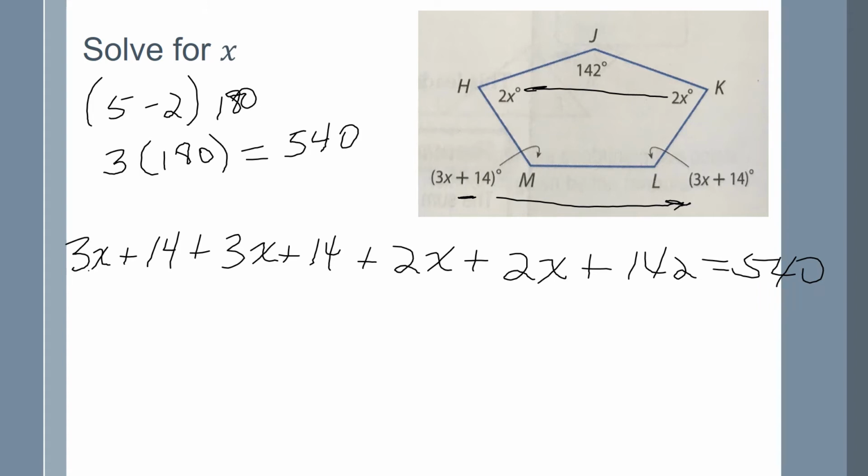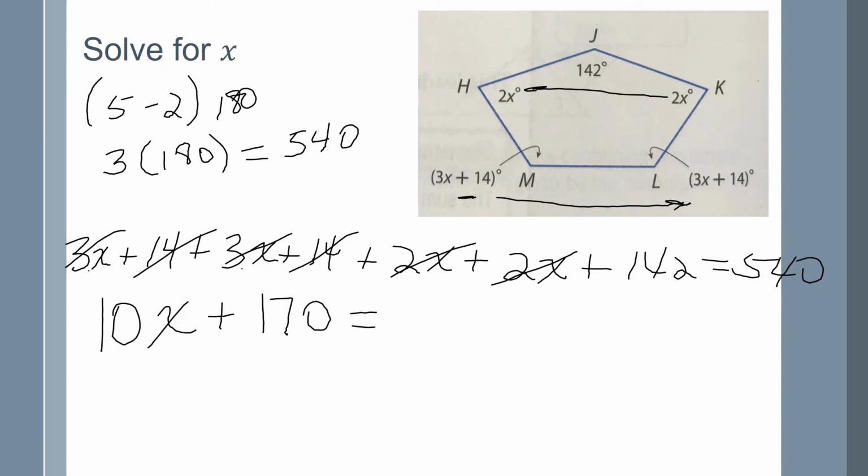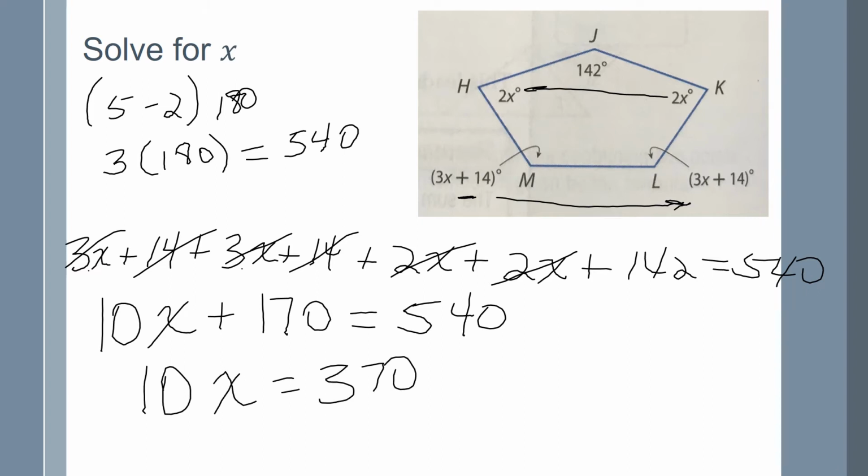Okay, so 3x plus 3x is 6x, plus 2x is 8x, plus 2x is 10x. 14 plus 14 is 28. 28 plus 142 is 170. So that's going to be equal to 540. So if I take 540 and subtract 170 from it, I end up with 370. So 10x equals 370. So we're going to divide each side by 10. X is now equal to 37.